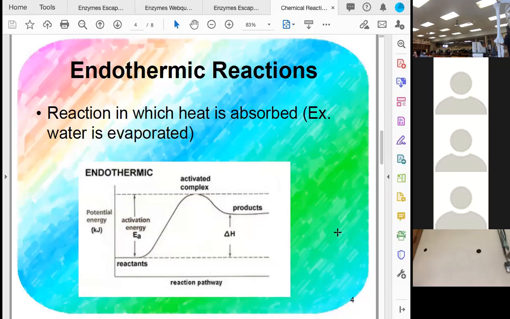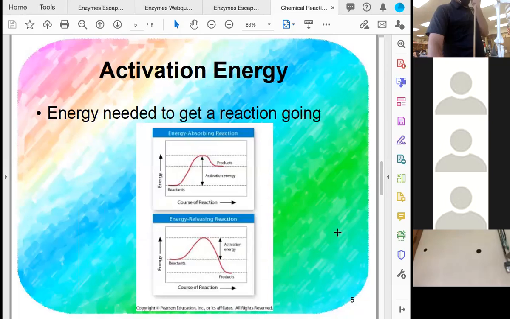Now, what enzymes do to speed things up is lower this value. They lower the amount of energy you need to add to a reaction for it to take place. Okay? Now, that's the last thing about enzymes I want to talk about with you.